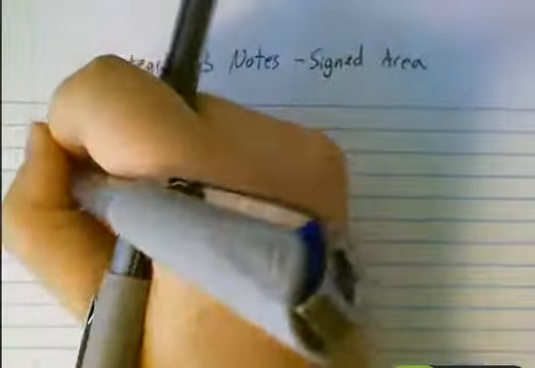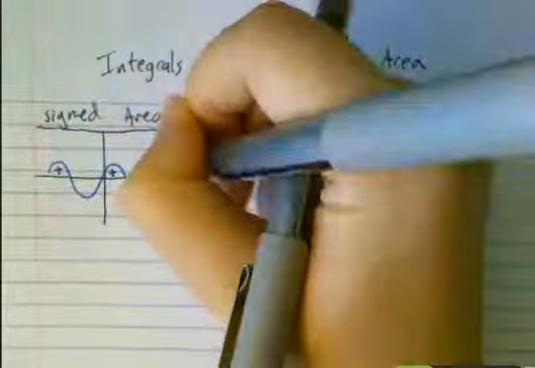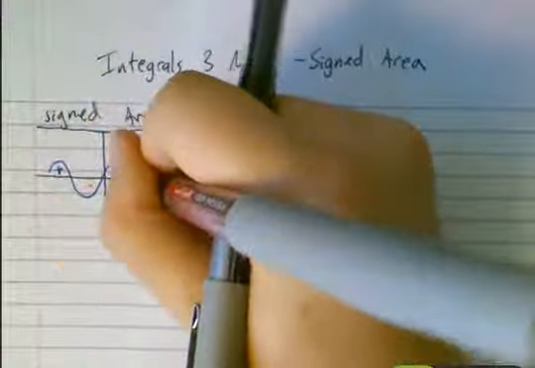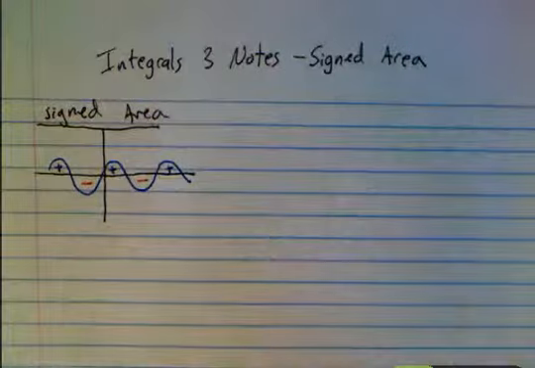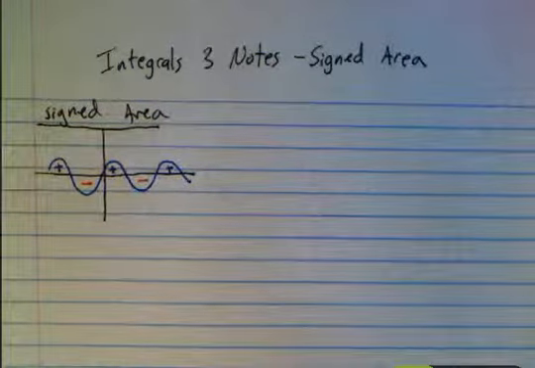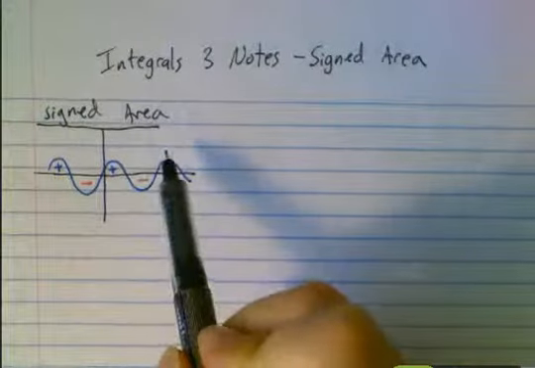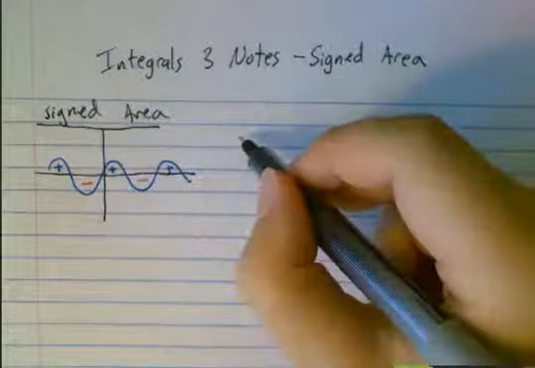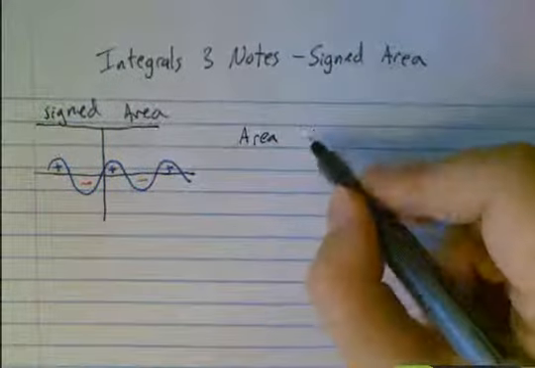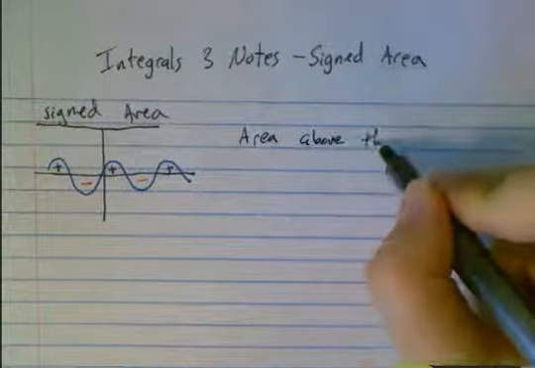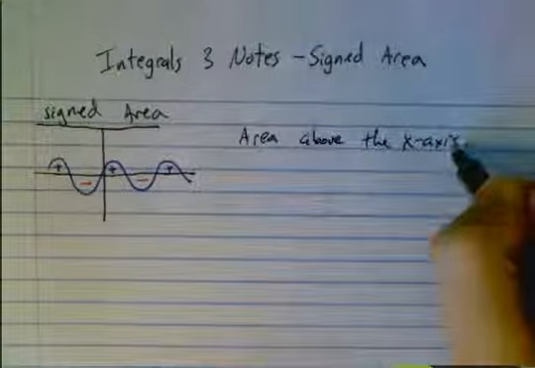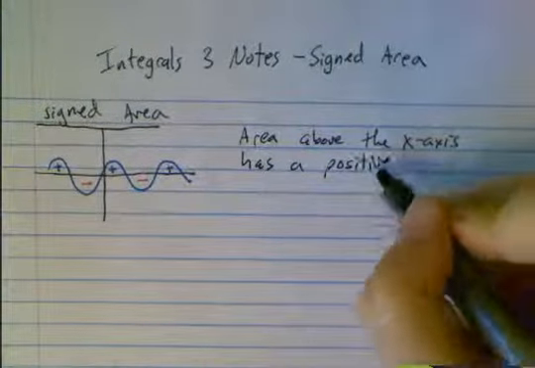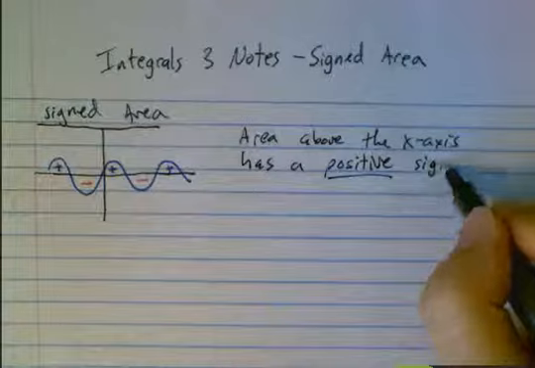Any area above the x-axis is positive. Any area below the x-axis is negative. It does not matter which side of the y-axis the area is on, only which side of the x-axis. Let's write that. Area above the x-axis has a positive signed area.